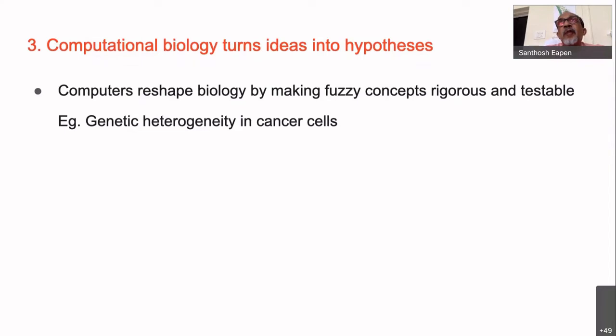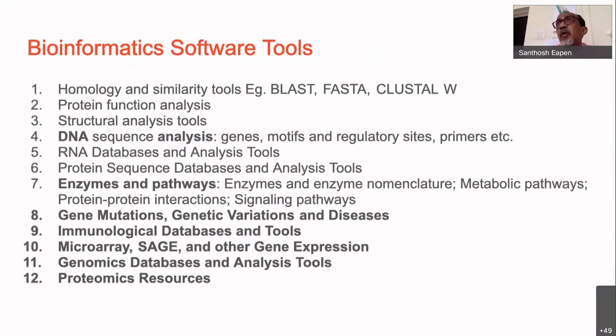So we are able to plan a lot of new experiments in the in silico environment. Finally, only then are we going to the wet lab and validating them. So that is the advantage of computational biology. There are n number of tools for anything. You have homology and similarity tools, like a simple BLAST, protein function analysis, structural analysis. You name anything, you have plenty of tools.